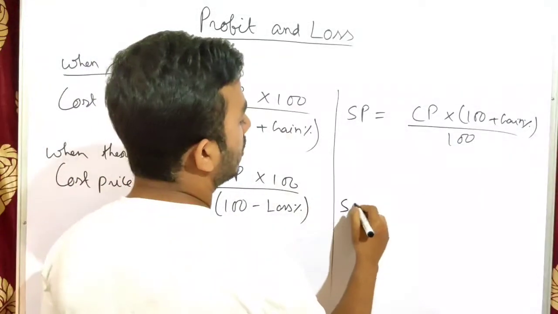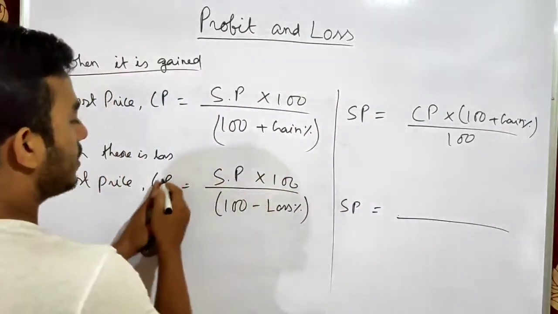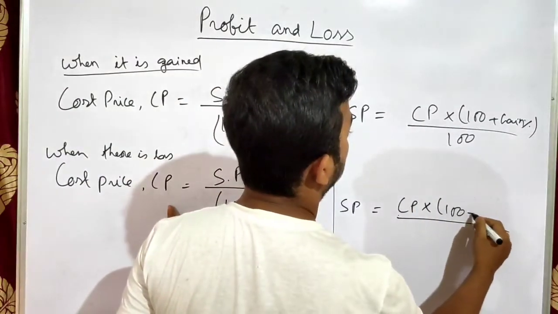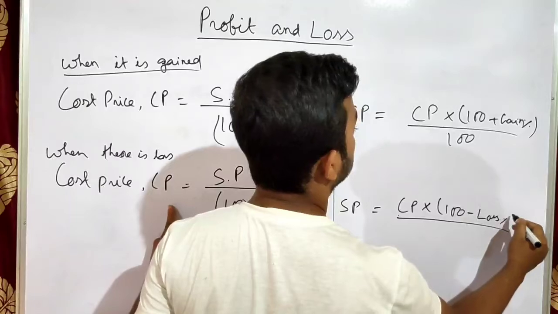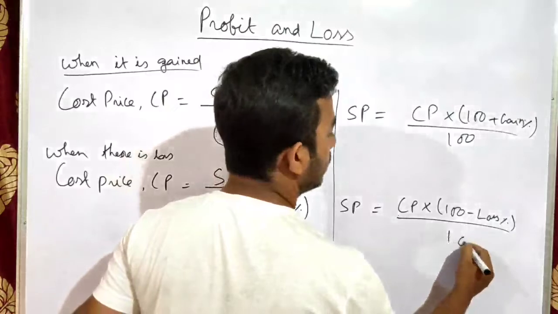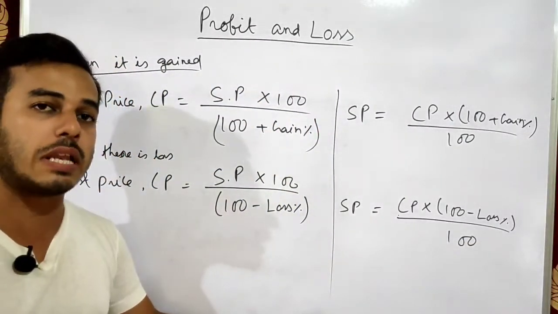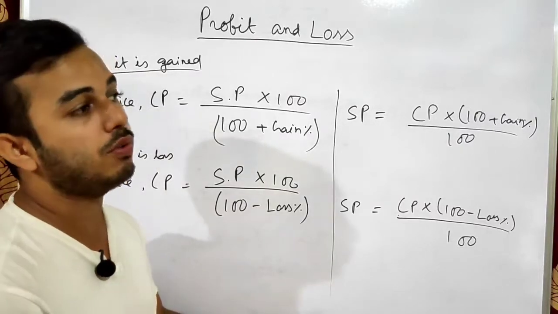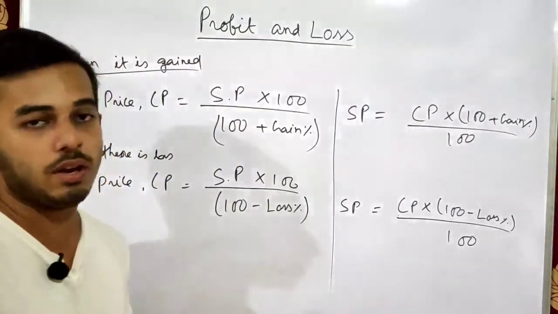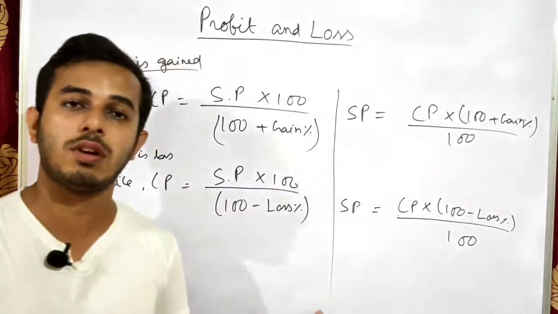Now similarly in this case also, when it is loss, SP will be the same. This is divided, so when you change the side, it will multiply to CP. So CP into 100 minus loss percent, divided by this 100. I hope up to this it is clear to you, right? How to find SP when it is gain, how to find SP when it is loss, and how to find CP in case of loss and gain.